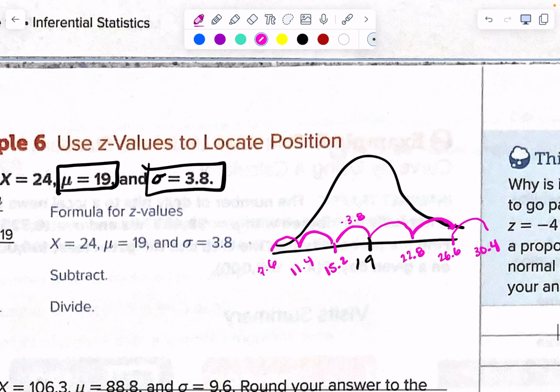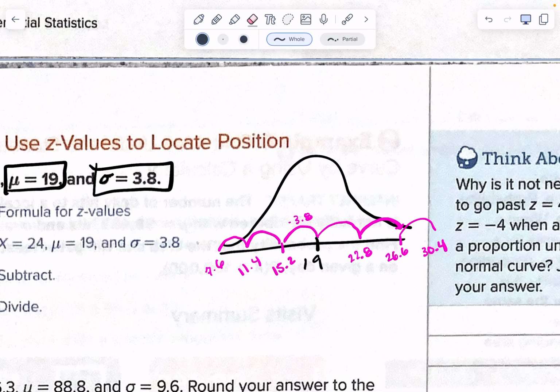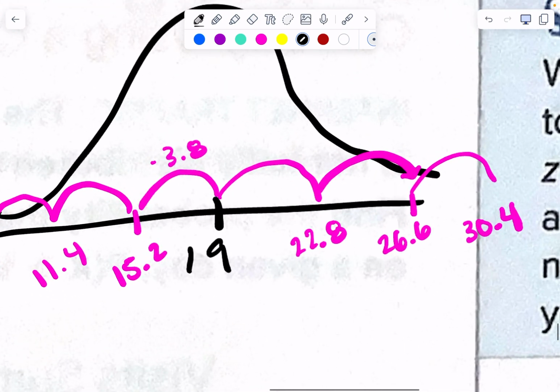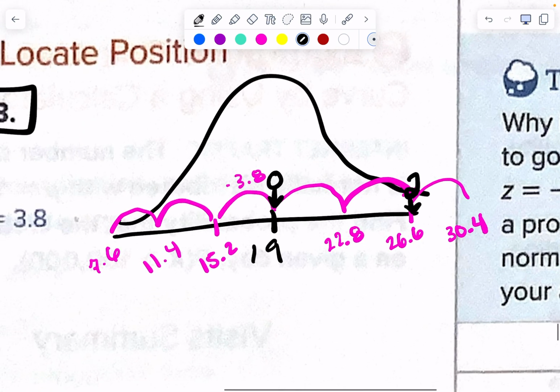Now here's the deal. When we start talking about a z-score, here's how this works. If my z-score is 0, that means I got a 19 exactly. If my z-score is a 2, that means I got a 26.6, because 2 standard deviations above average is where I'm located. What if I got a -3? I would be at a 7.6.